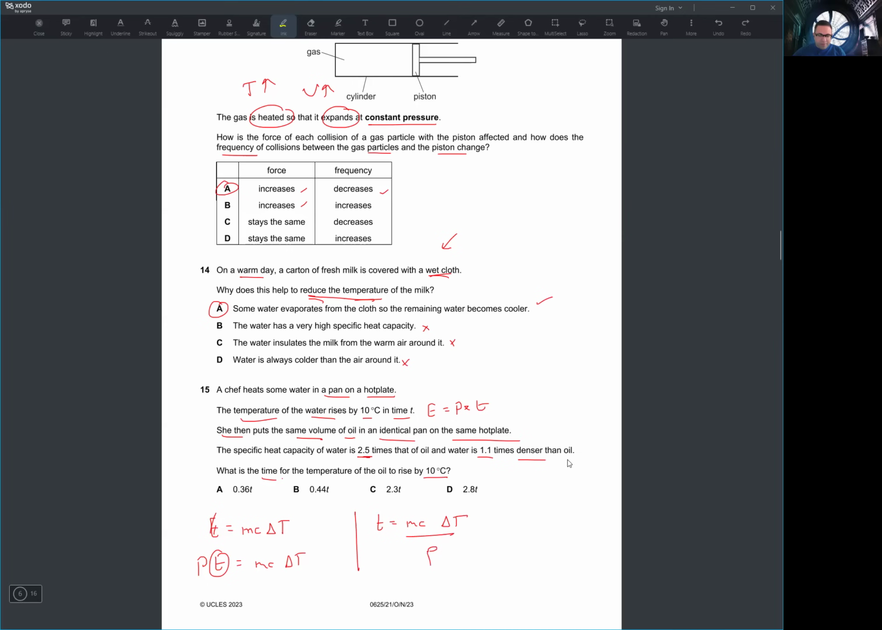So what has happened to the individual things? Same volume of oil in an identical pan. Wait, same volume, same mass? That's a very important question. I would say this is a star question, like a hard question. Is same volume, same mass? No. We know that density is mass over volume, so mass is density times volume. Why is that important? Sure, it's the same volume. But later on he says water is 1.1 times denser, which means oil is 1.1 times less dense. Do you get the idea?